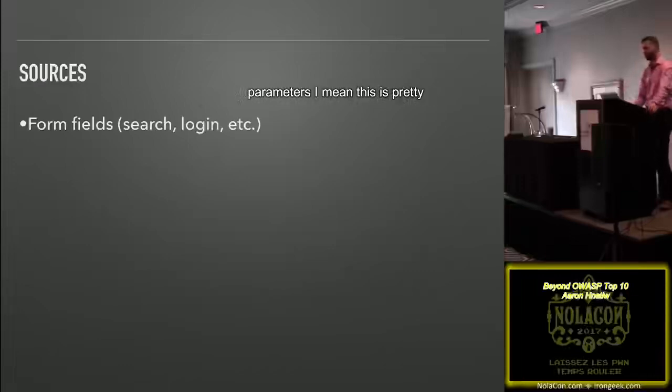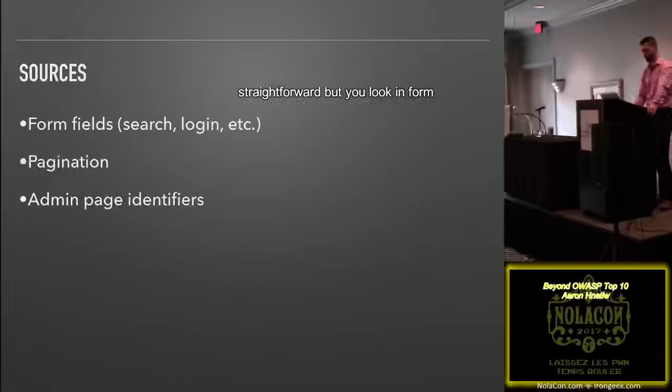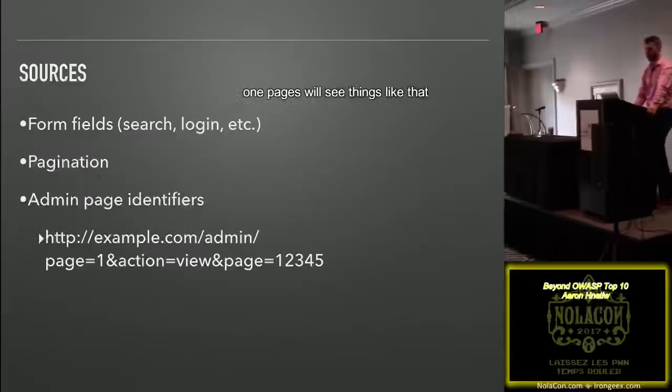So the sources for parameters, this is pretty straightforward, but you can look in form fields, pagination, like page equals 1, page equals 2, things like that. Admin page identifiers: if the admin page is 1, but you pass in a second parameter with 1, 2, 3, 4, 5, the authentication or your access control might actually be looking at the last instance, but the application underneath might be actually requesting or using the first instance.